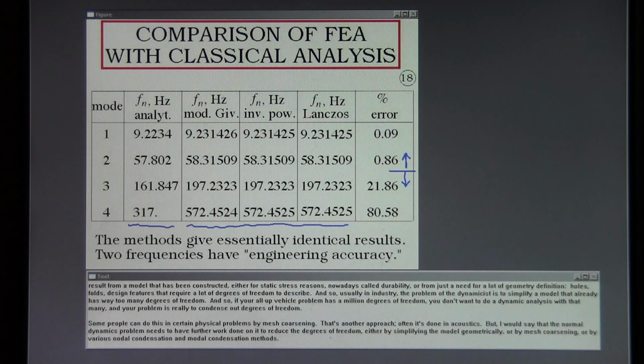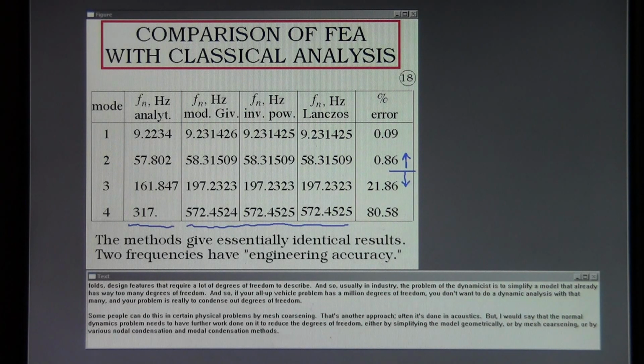Some people can do this in certain physical problems by mesh coarsening. That's another approach. Often that's done in acoustics. But I would say that the normal dynamics problem needs to have further work done on it to reduce the degrees of freedom, either by simplifying the model geometrically, or by mesh coarsening, or by various nodal condensation and modal condensation methods.